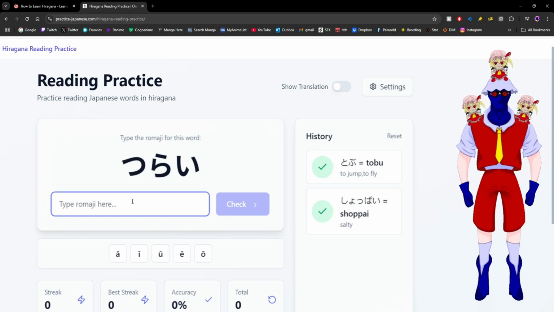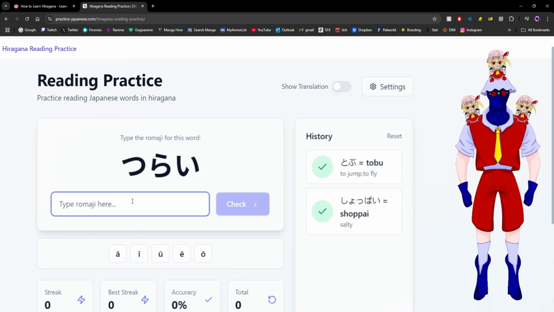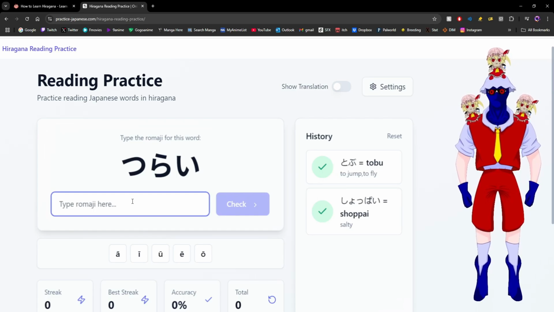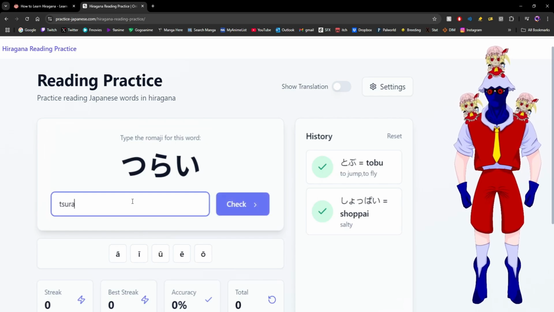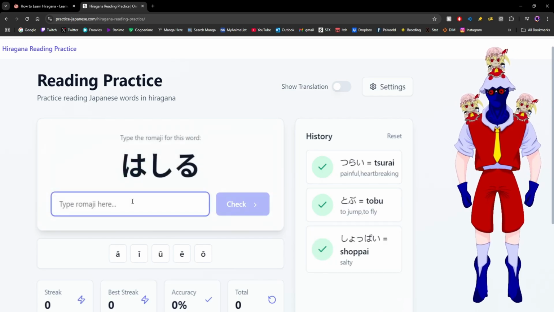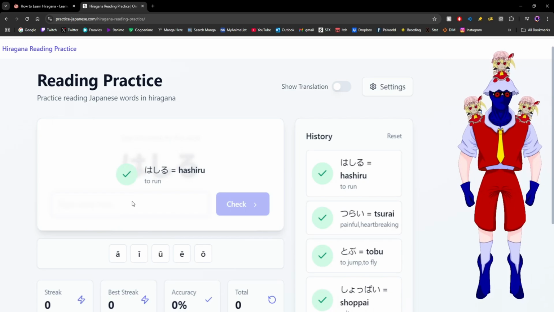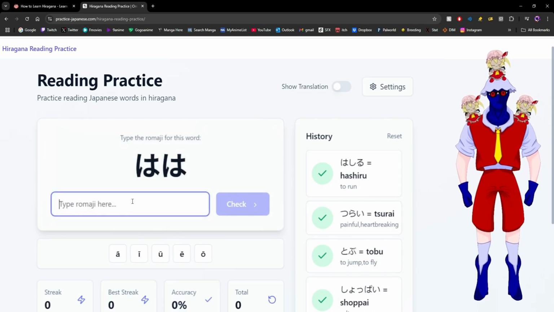So we're gonna go over a couple of words and just say our bye-byes for hiragana. And once I am, like, on my own time, ready to go to katakana, I will make a video about katakana. So let's just enjoy this moment. You can solve it with me, at least. We have tsurai. Painful, heartbreaking, okay. Hashiru. Actually, this may be a bit boring to watch. So I'm gonna try to tell you what I am thinking and how I am remembering these letters.